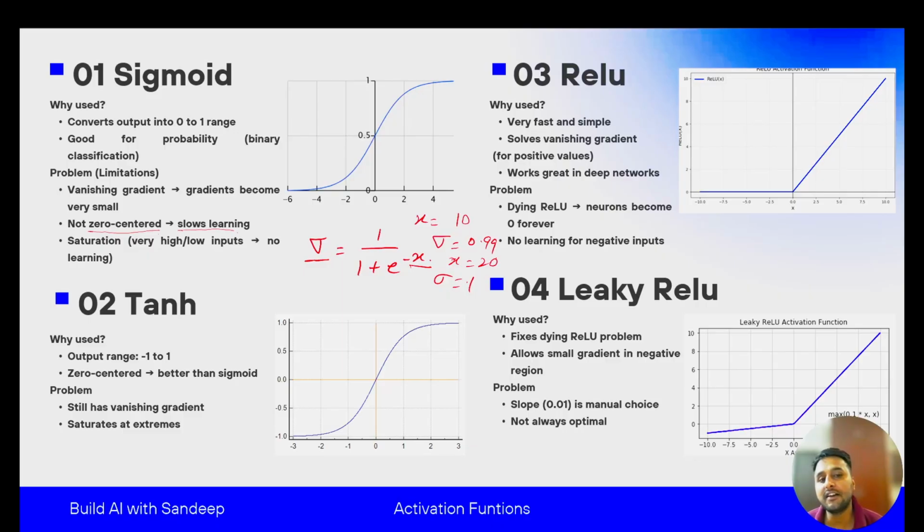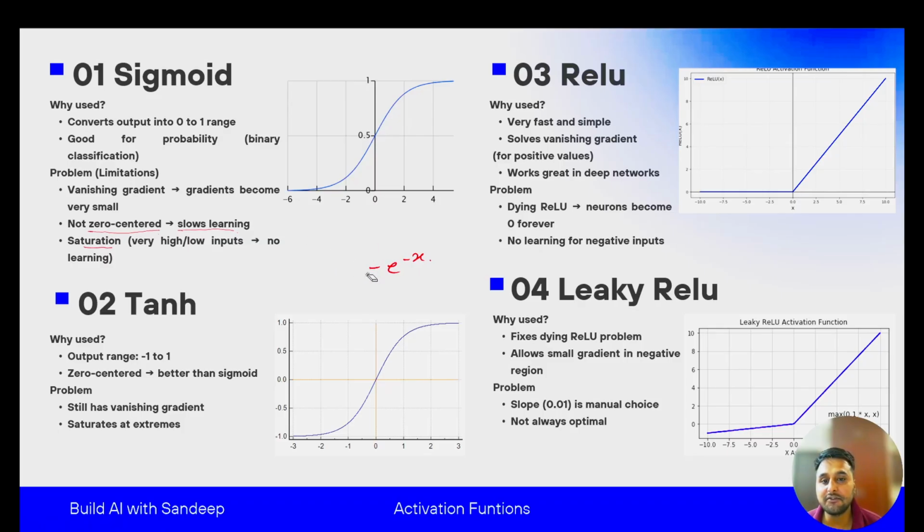Okay. A similar case arises when X becomes very negative, a very low value. For example, let's say minus 20. In that case also, it gives a value closer to 0. In this case also, there is no learning. So this is the concept of saturation. In the graph, we can easily see that the maximum value is 1 and the lowest value of the sigmoid function is 0. That's why we only use the sigmoid activation function in case of binary classification. Other than that, we move to the next activation function.